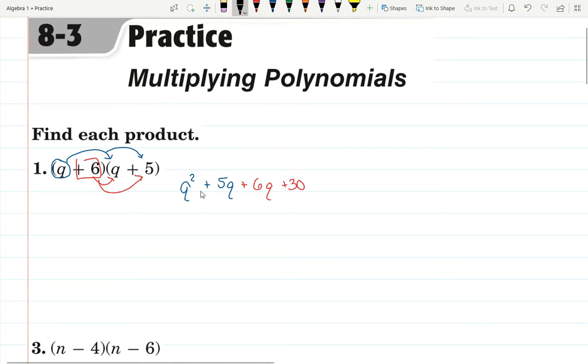And we'll finish our answer then by combining like terms. We have a q squared. 5q plus 6q is 11q. And then we have plus 30. So q squared plus 11q plus 30 is our solution for the first question.